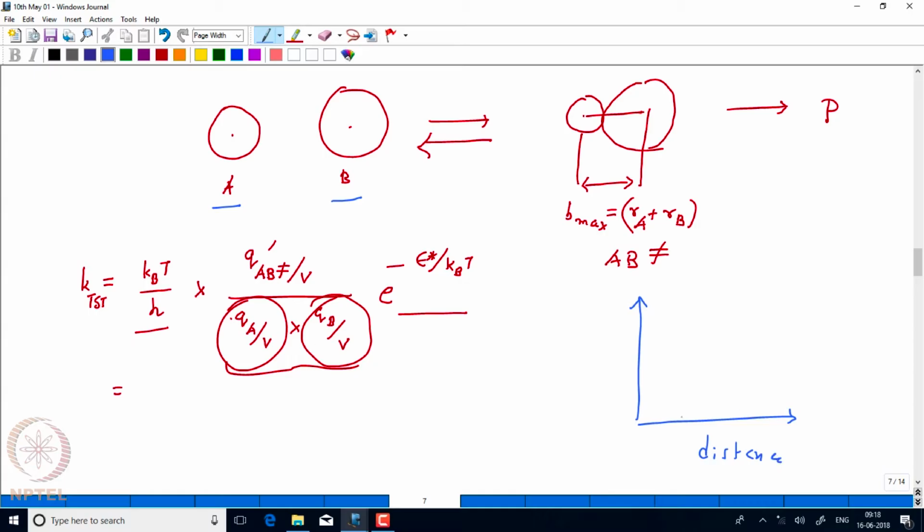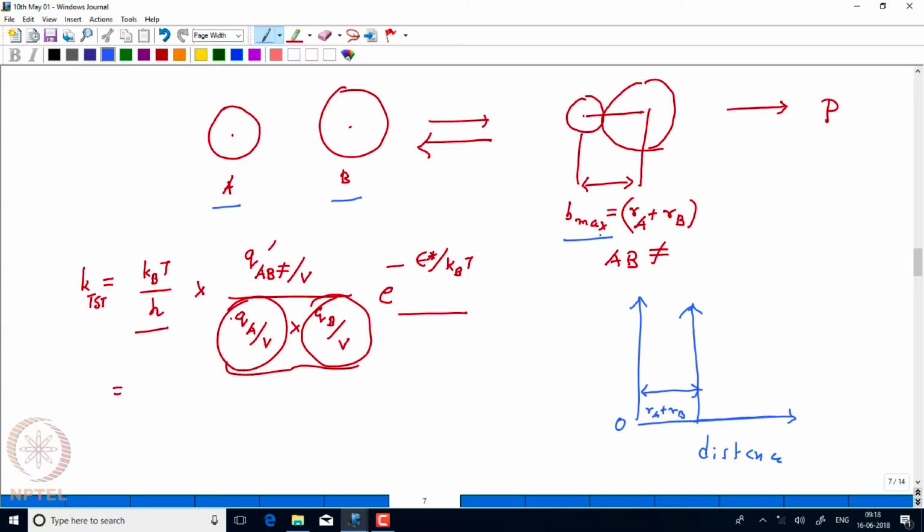The potential will be 0, but as soon as these two atoms or two molecules touch, the potential energy goes to infinity, and that happens when the center to center distance is basically the addition of the radii Ra plus Rb, which we call b max.